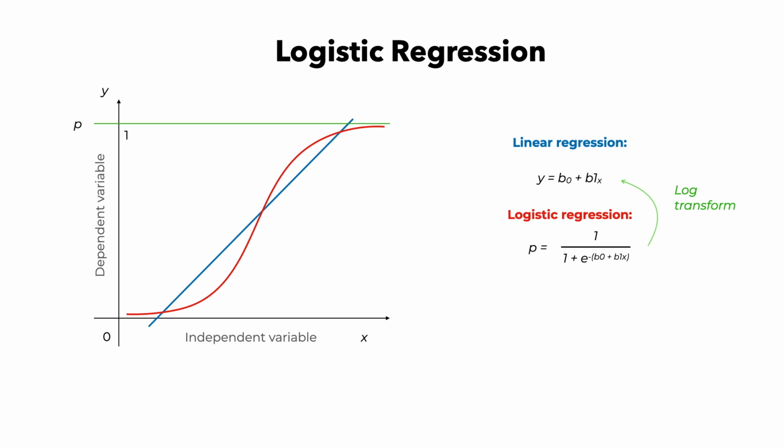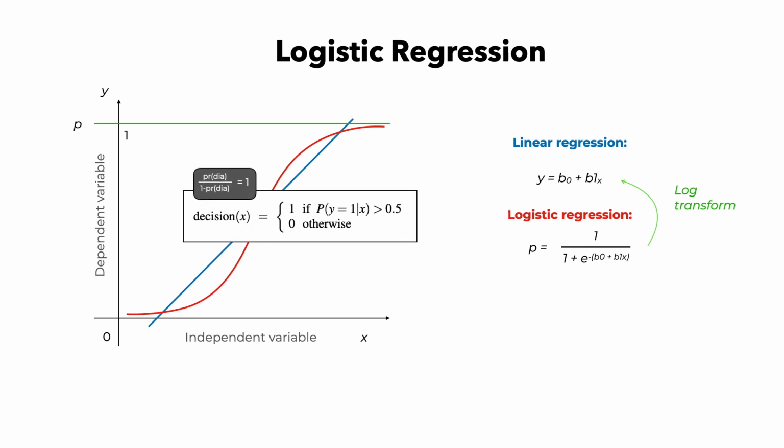How do we actually make a decision? For a test instance X, we say yes if the probability is more than 0.5 and no if it is otherwise. We call 0.5 the decision boundary.